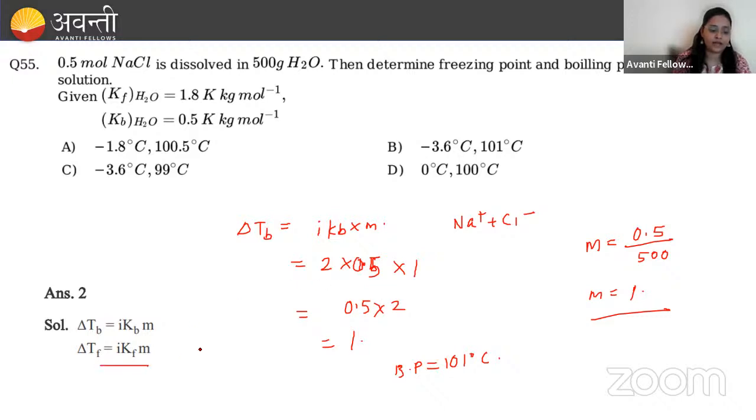For delta TF, put the value of i as 2, the value of KF is given as 1.8, and the molality you have is 1. Calculate this. This will be equal to 3.6. So what will be your answer? The freezing point will always be with a minus sign, and the boiling point will be 101 degree Celsius. Did everyone understand?